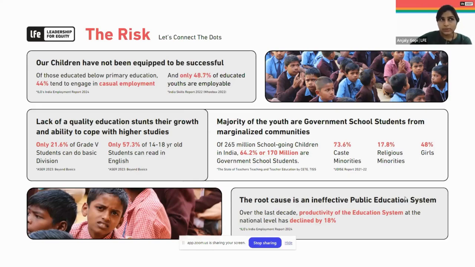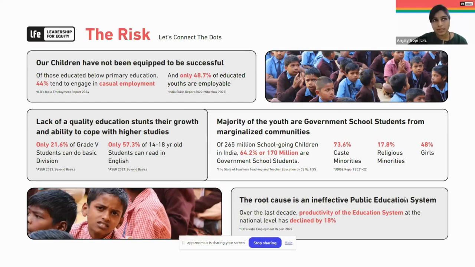If we look into the primary needs which make them employable, let's say their linguistic skill and their mathematics skill, which is way lacking, because only 21.6 percent of grade 5 students are able to do basic division, which is way more concerning. And only 57.3% of teenage students are able to read English, which makes their linguistic skill very poor and leads to more unemployable situations.